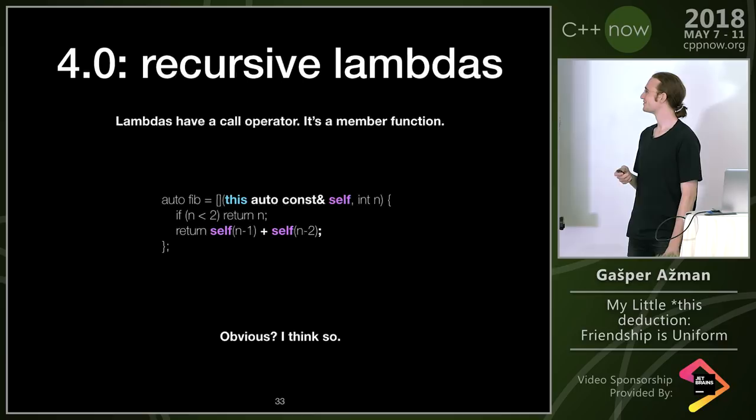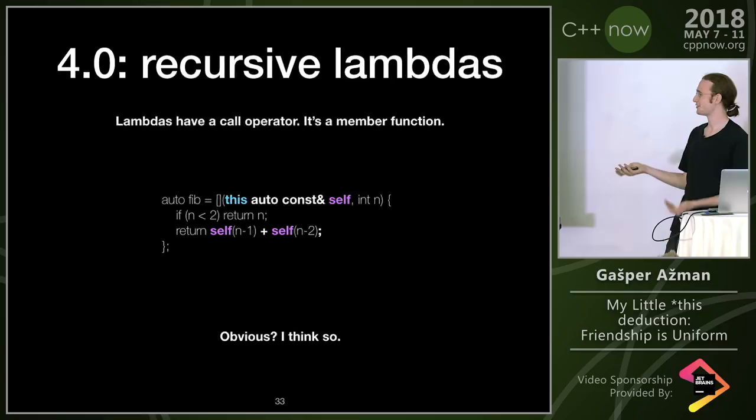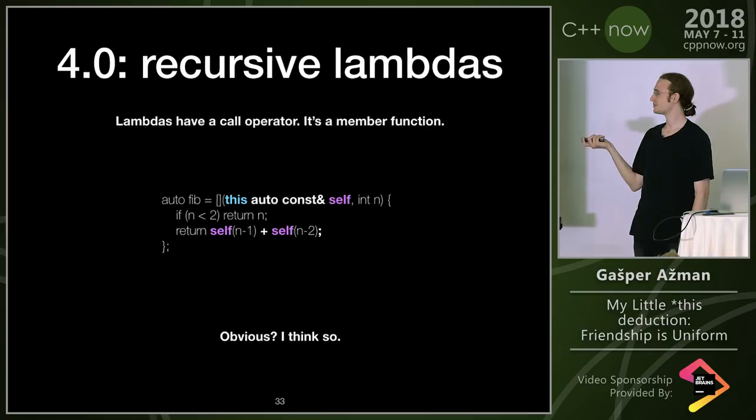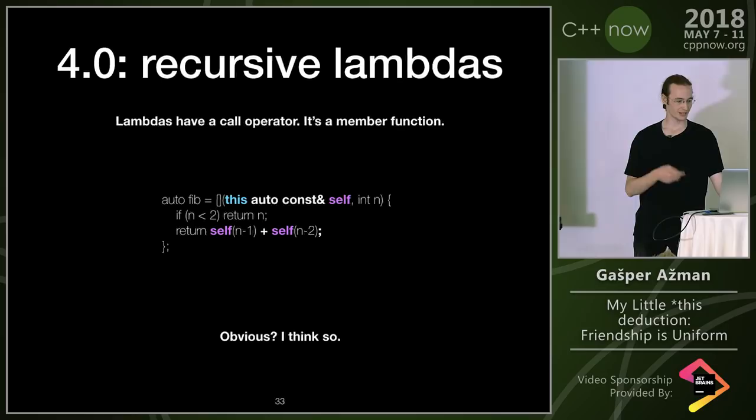We also get recursive lambdas for free. This is chapter four. Because now that we've already seen the feature, this is obvious, I hope, that this works. Because the call operator of a lambda is just the call operator of the lambda. It's a method. Therefore, if you take the explicit self, yes, Ben. Sorry to interrupt. This solves my original problem, right? Yes. This isn't the motivation. In fact, this is what solves your original problem.